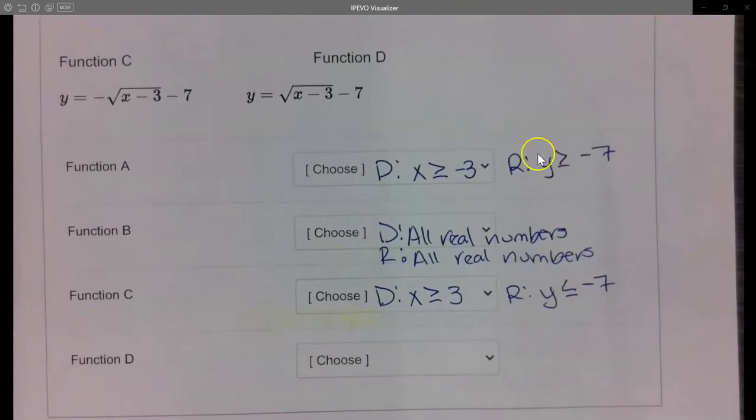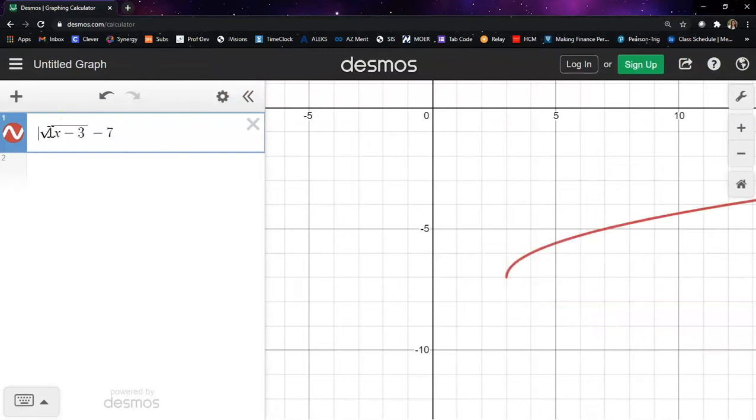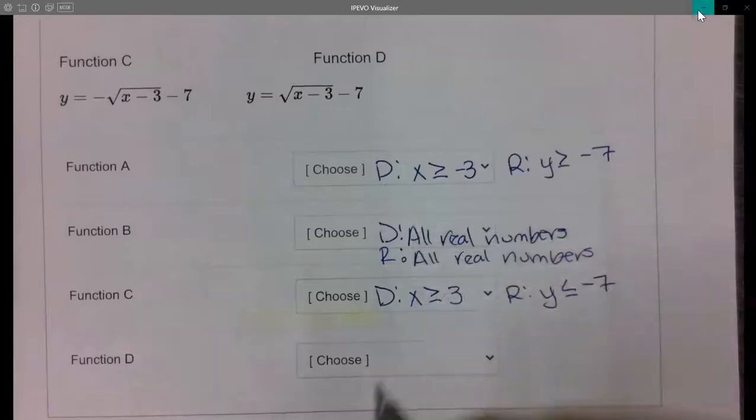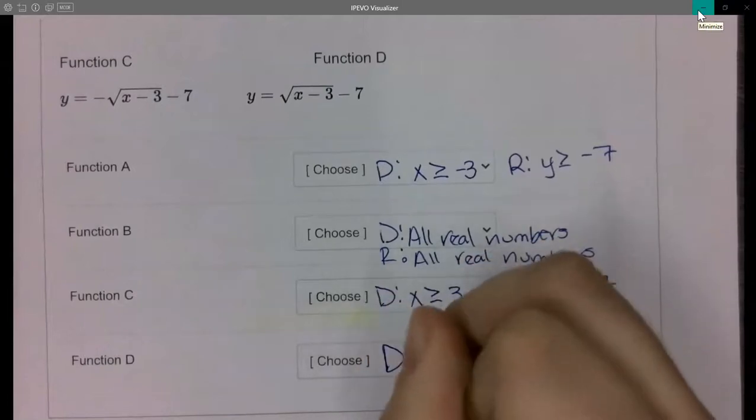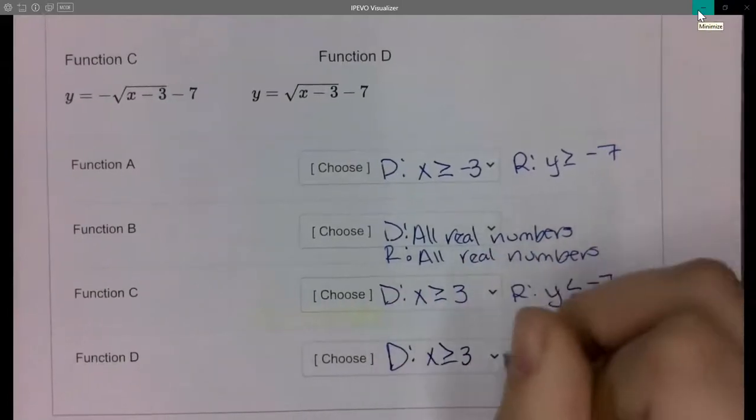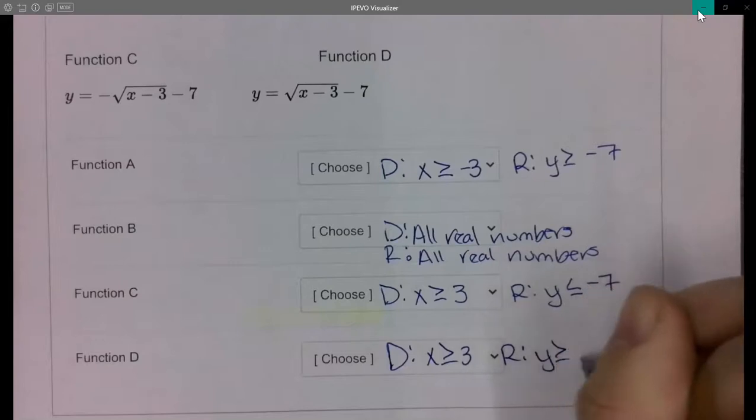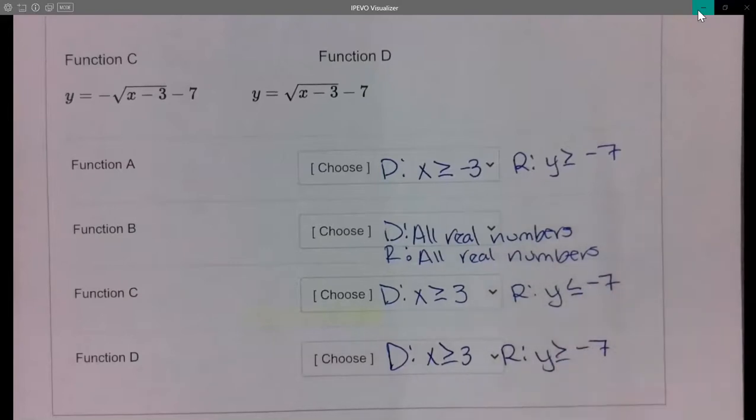Then I want to go ahead and type in my last function, which is the same one I just typed in without the negative out front. This one starts at 3 and goes right forever. And then my range, notice, is flipped. Instead of going down, it goes up forever. So this one is going to be x is greater than or equal to 3. And then my range is y is greater than or equal to -7.